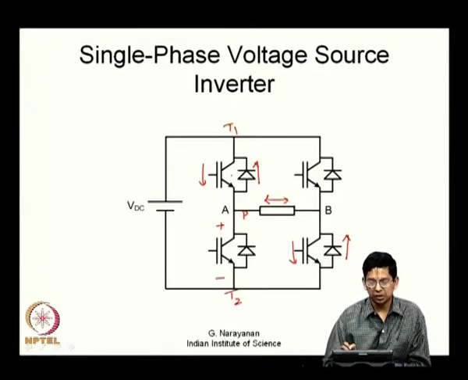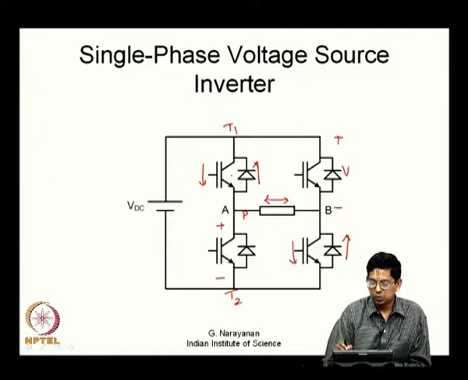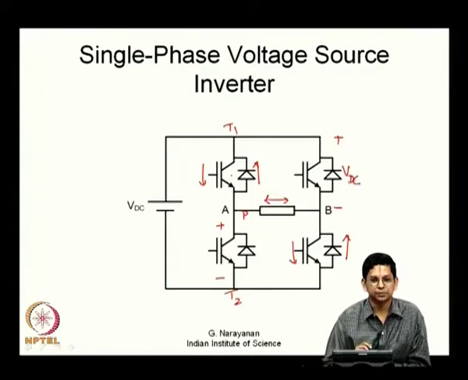Similarly, what happens here? This has been conducting. So, therefore, B is at negative potential and this is at positive potential. This is blocking potential like this. This is one of the states, let us say when the output voltage is equal to plus VDC. Since this is connected here, the load is like this. A is connected to the positive bus, B is connected to the negative bus and you have plus VDC applied here. Now, let us look at a scenario where minus VDC is applied.